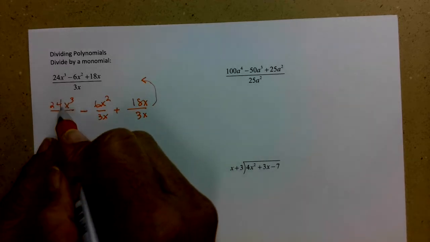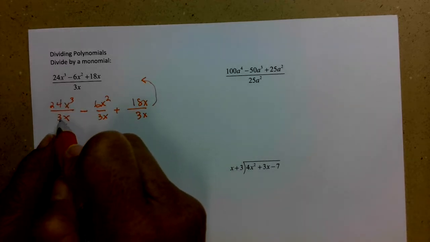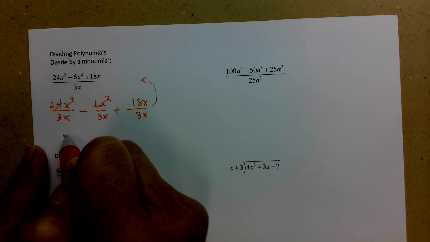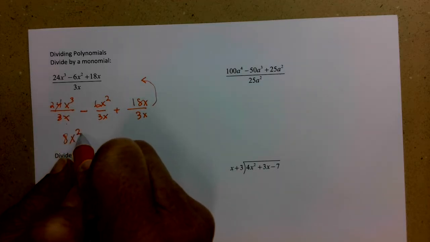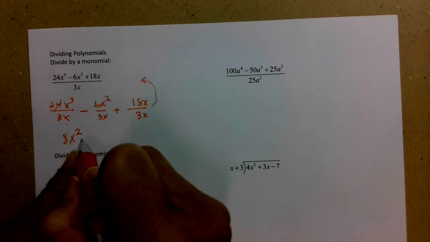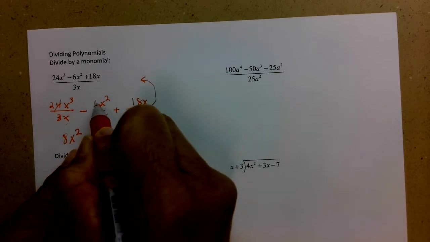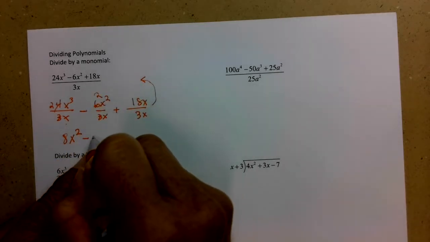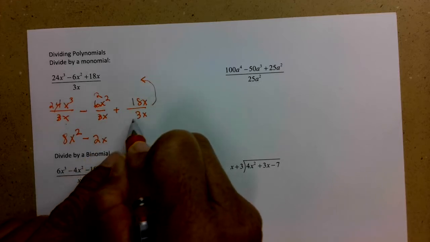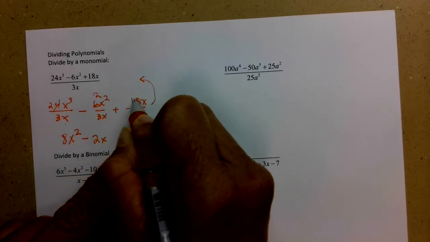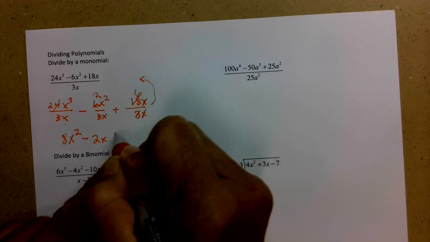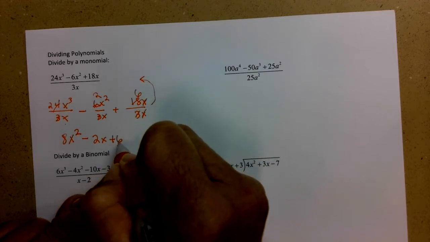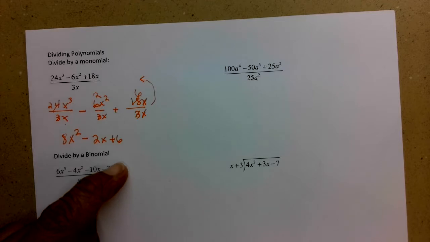So let's see, simplifying the fractions, we just simplify the coefficients, so 8, and then dividing like bases, we subtract the exponents. So 8x squared minus, these guys cancel and I get a 2, so minus 2x, and then the 3 goes into there and leaves behind a 6, and then the x's completely cancel, so it's just plus 6.